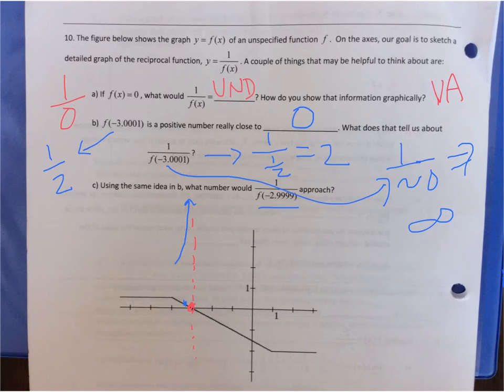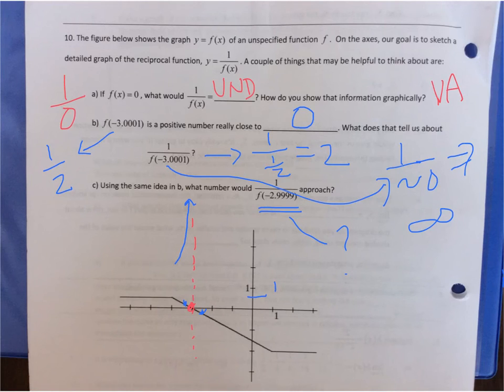Try to think about the same idea of 1 over the function value at negative 2.99999. Well, that value is here. So 1 over a really small negative number, what's that going to do? Okay. Some other things you can think about in this problem.